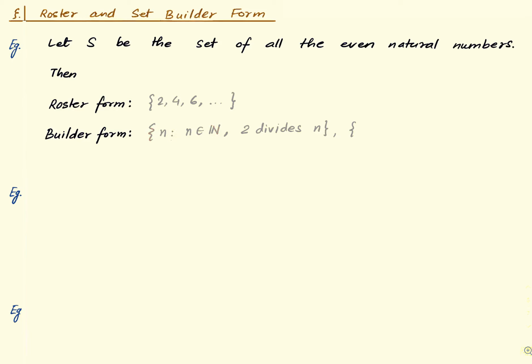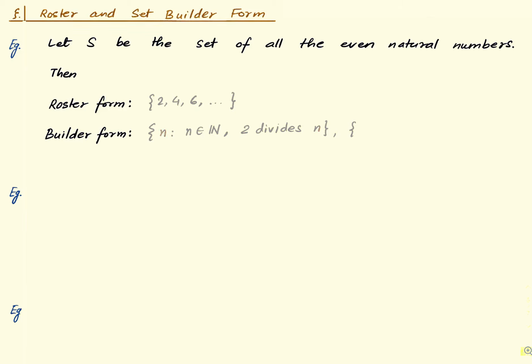So I should mention, what is this double dot? This is read as "such that". So n such that these two conditions are satisfied. So that is the template of the builder form. You write a symbol and then you just prescribe all the conditions that the symbol satisfies.